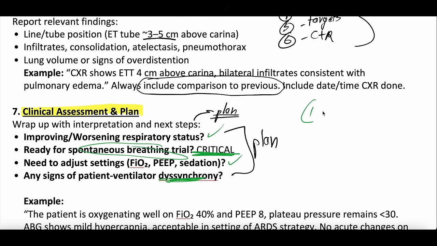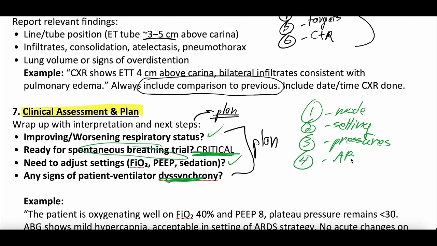So if we are going to connect step 1, which was mode, step 2, which was settings, step 3, which was pressures, step 4, which was ABG, step 5, which was are we hitting our goals, step 6, which was chest x-ray, and step 7, which was clinical assessment, which is usually in the plan. We would say something like, patient X is on, and we're not going to use the abbreviations, we're just going to use the order of things.